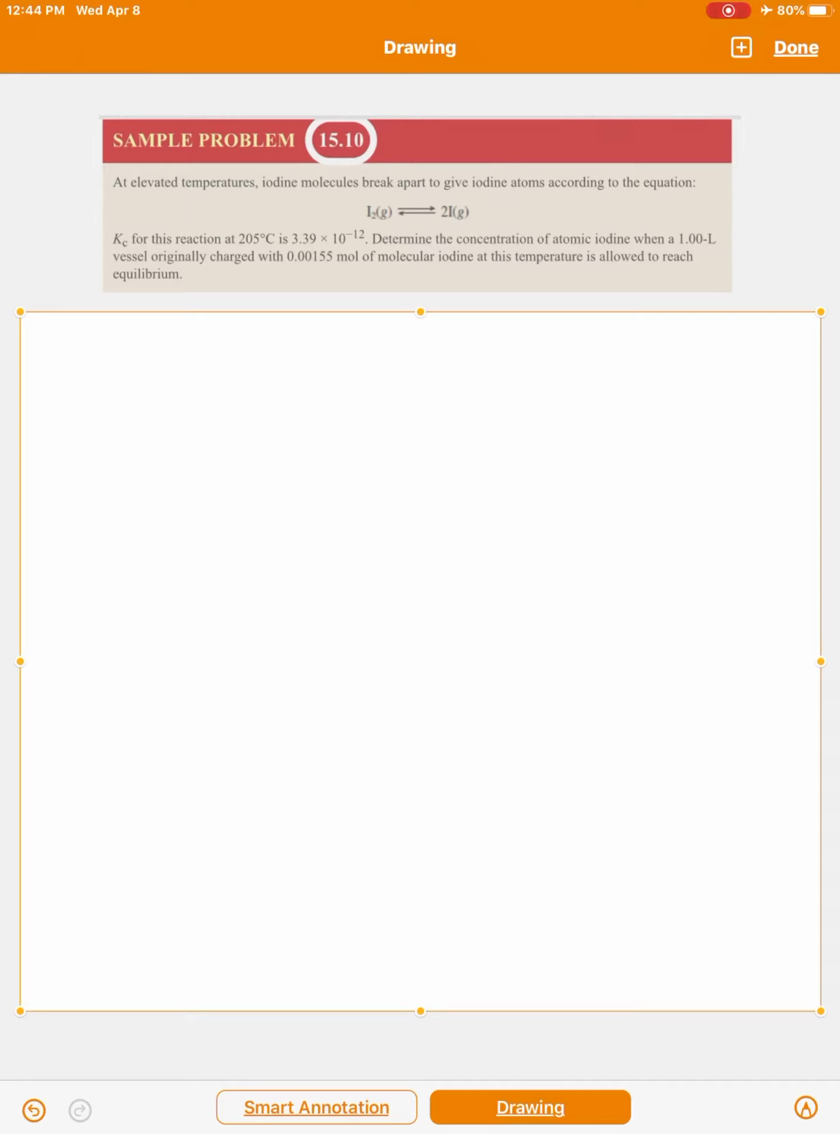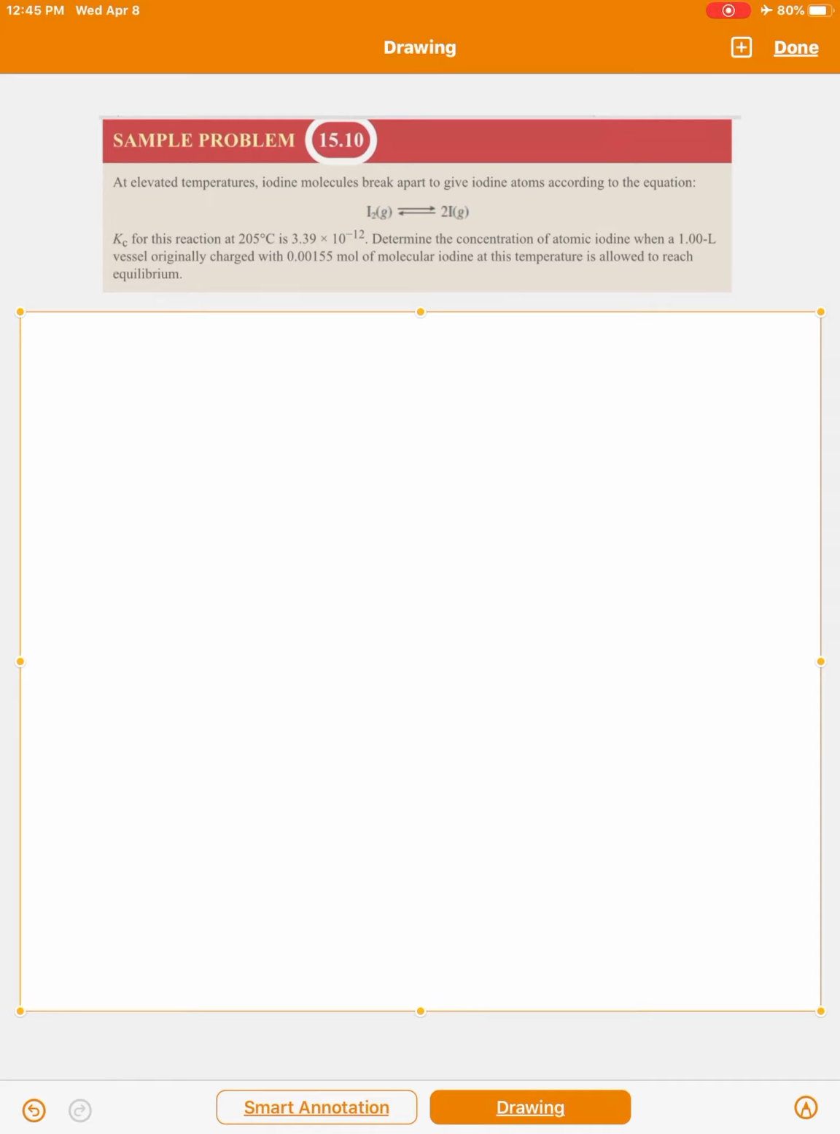Sample problem 15.10. At elevated temperatures, iodine molecules break apart to give iodine atoms according to the equation I2 gas turns into 2I gas. Kc for this reaction at 205 degrees Celsius is 3.39 times 10 to the minus 12. Determine the concentration of atomic iodine when a 1.00 liter vessel originally charged with 0.00155 moles of molecular iodine at this temperature is allowed to reach equilibrium.